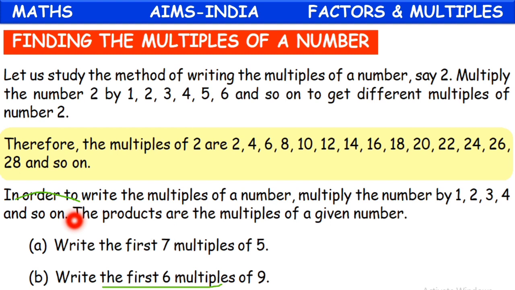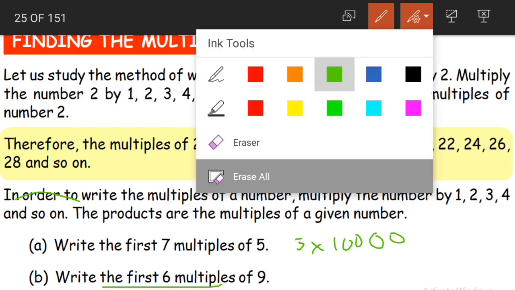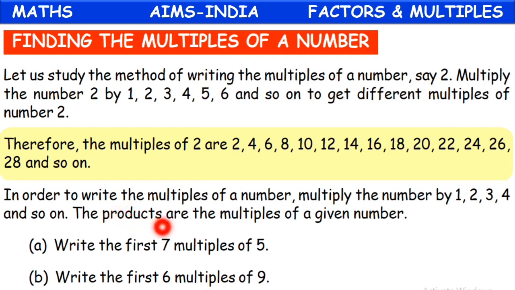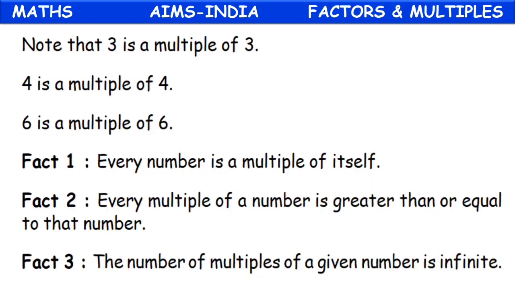But if they ask you to write the multiples of 5, okay, we will not know where to stop. Should we write till 5 into 100 or 5 into 1000 or 5 into 10,000? Yes, we will not know the limit where to stop. So that is why in the question it is always mentioned how many multiples we should write.